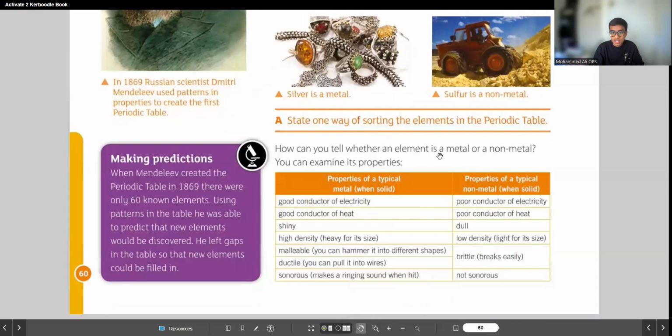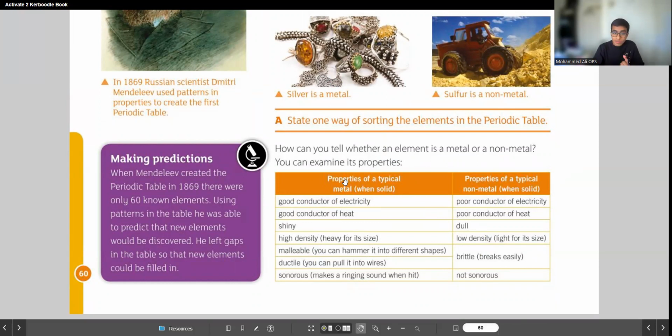How can you tell whether the element is a metal or a non-metal? So this is a table to tell you the properties of a typical metal and typical non-metal. This is a question that will come up in the test 100%. It will tell you to state at least 3 or 4 properties of a metal or 3 or 4 properties of a non-metal, and you have to know this.